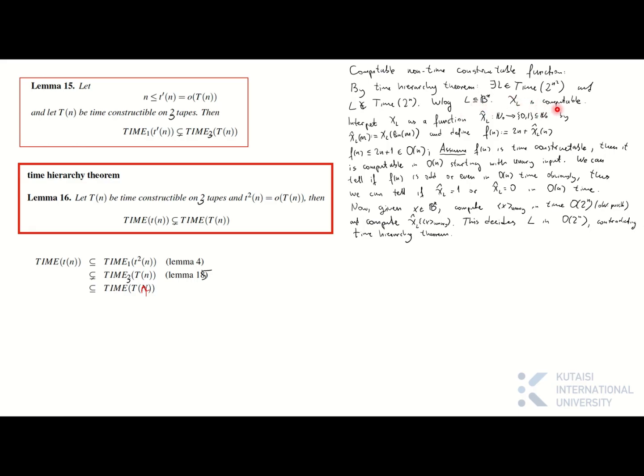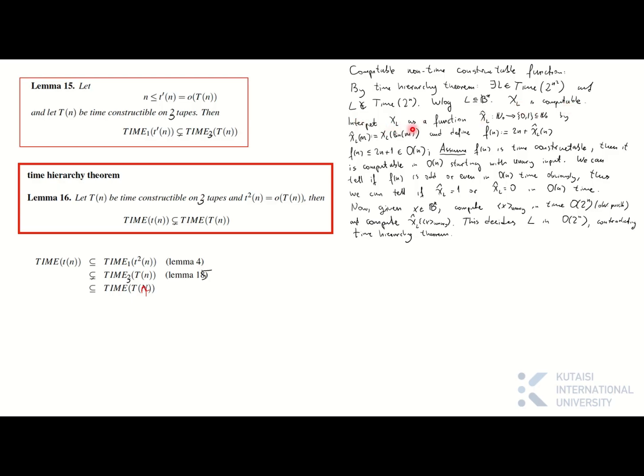Now, chi-L is computable. What is chi-L? Chi-L is a characteristic function, which is 1 when the string is in this language L, and 0 when the string is not in the language L. So chi-L is computable. That means that L is decidable, so you can always tell me if a string is in L or not. L is decidable because it's decidable in time 2 to the power n squared.